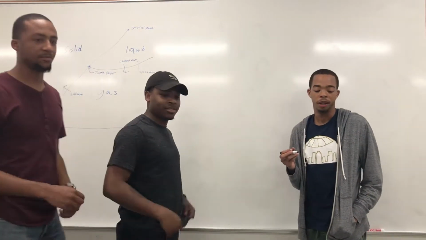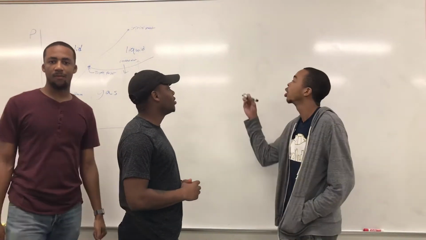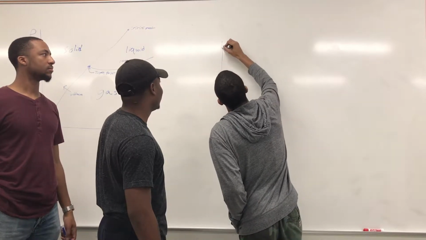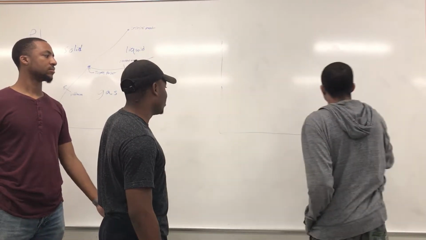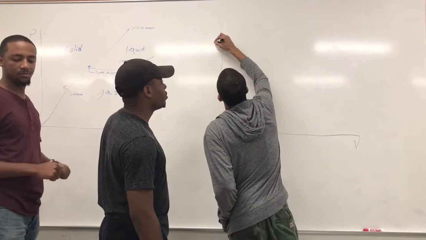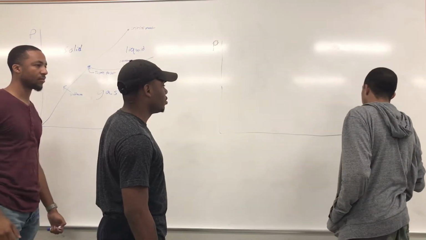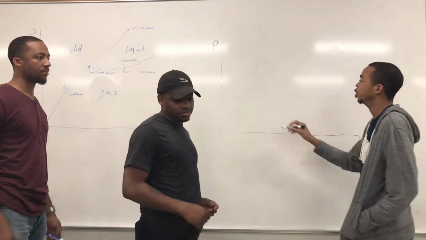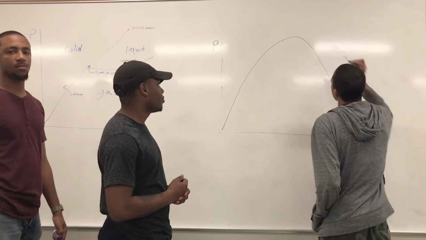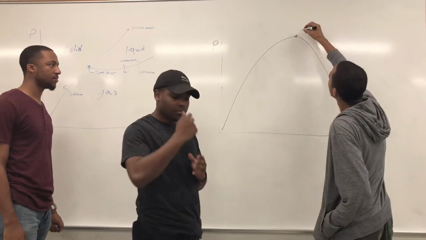Okay, I'm going to start with the PV diagram, the pressure and volume diagram. So you have your pressure right here. This is the volume. So I'm going to draw the curve. This is the curve. At the top of the curve is the critical point.